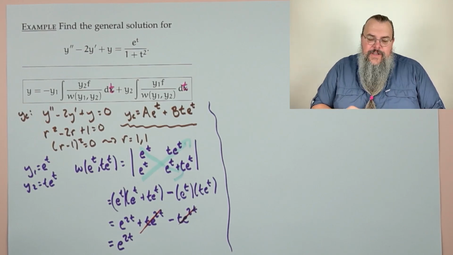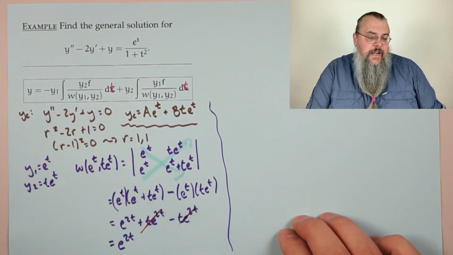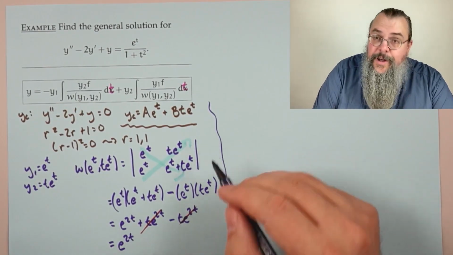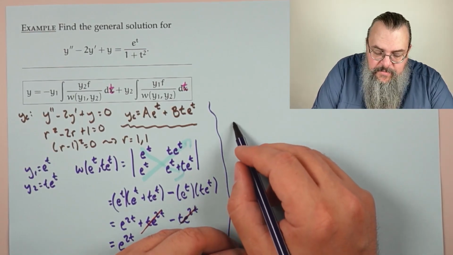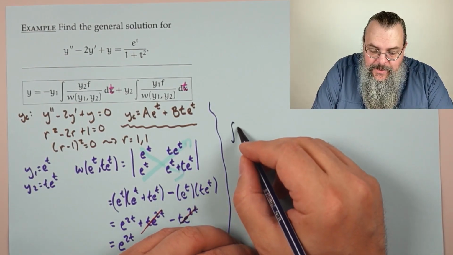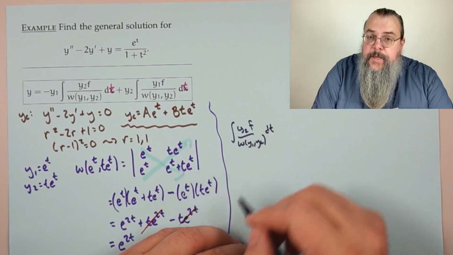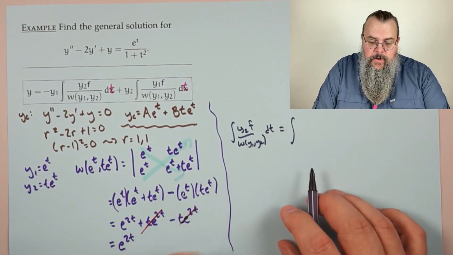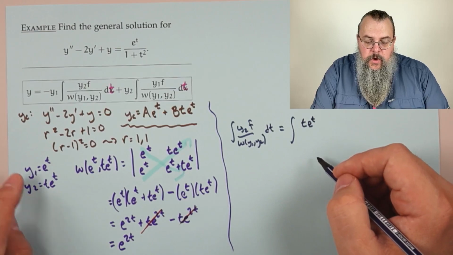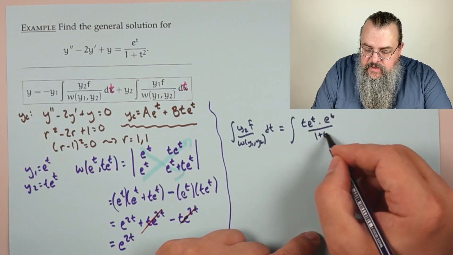All right. Now, at the next stage, we want to go through and carry out these integrals. We can do them separately, and I think that's a good way to approach it. At least I'm going to do it that way. You can do it all in one line, but I like to break things up so I can take my time. Savor the math. Okay, so integral of y2 f over the Wronskian of y1, y2 dt. What will this be? Well, we know what y2 is, so that will be t e to the t. We know what f is, so that's going to be e to the t over 1 plus t squared.